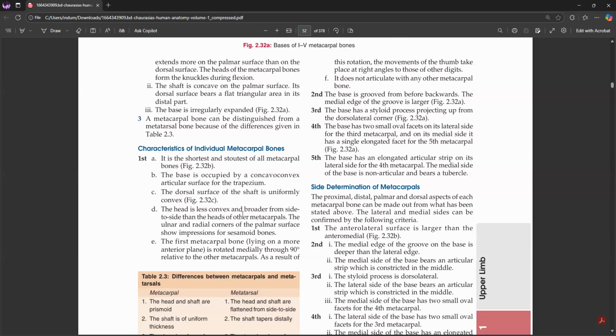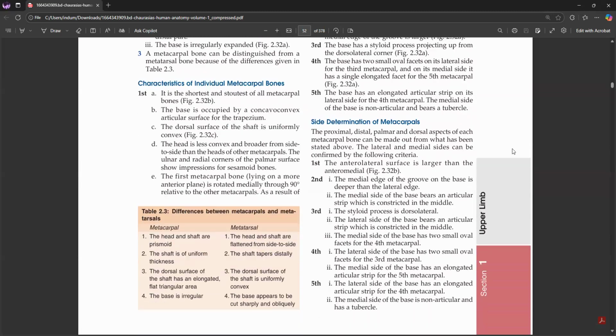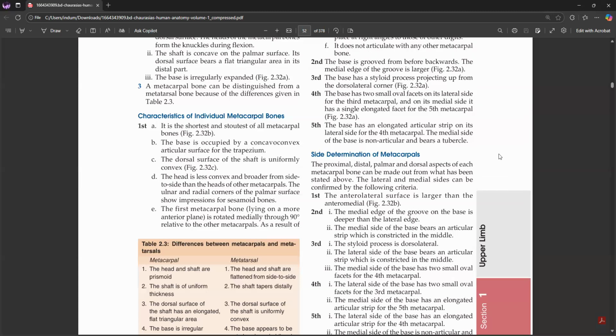The first metacarpal bone, lying on a more anterior plane, is rotated medially through 90 degrees relative to the other metacarpals. As a result of this rotation, the movements of the thumb take place at right angles to those of other digits. It does not articulate with any other metacarpal bone. Second, the base is grooved from before backwards. The medial edge of the groove is larger. Figure 2.32a. Third, the base has a styloid process projecting up from the dorsolateral corner.